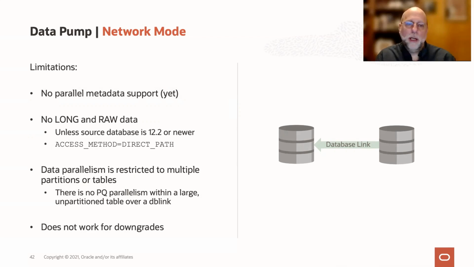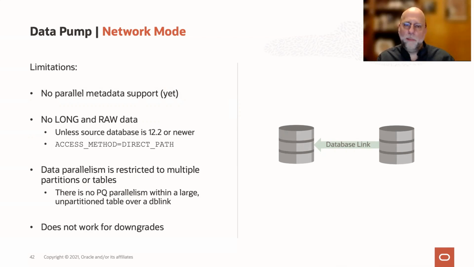If your source database is 12.2, you can specify access method equals direct path, and then instead of using external tables to do an insert as select over that DB link, we will move using direct path, and you can move those long raw data tables over a DB link.